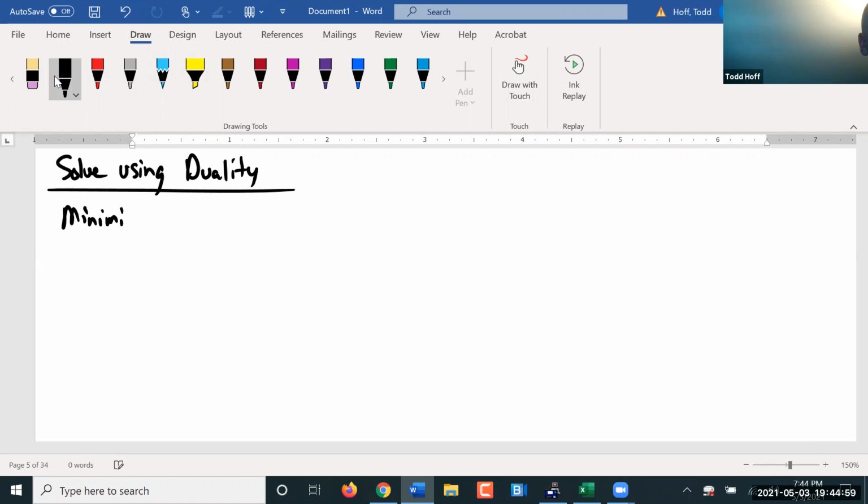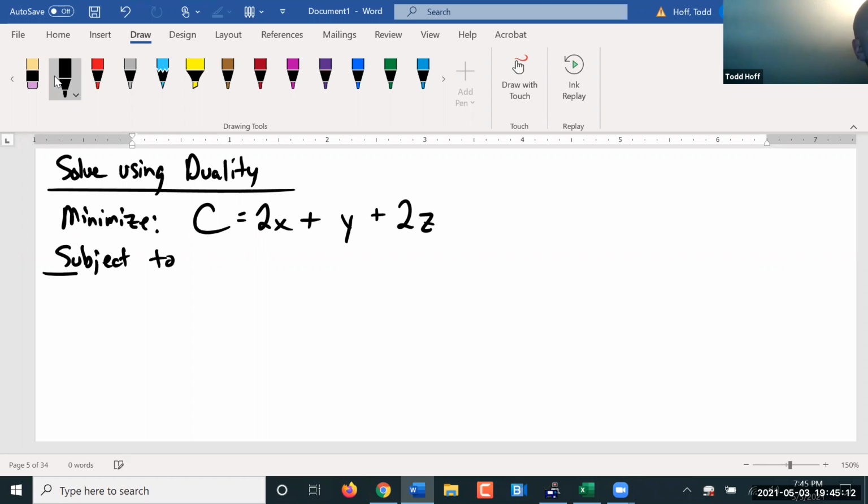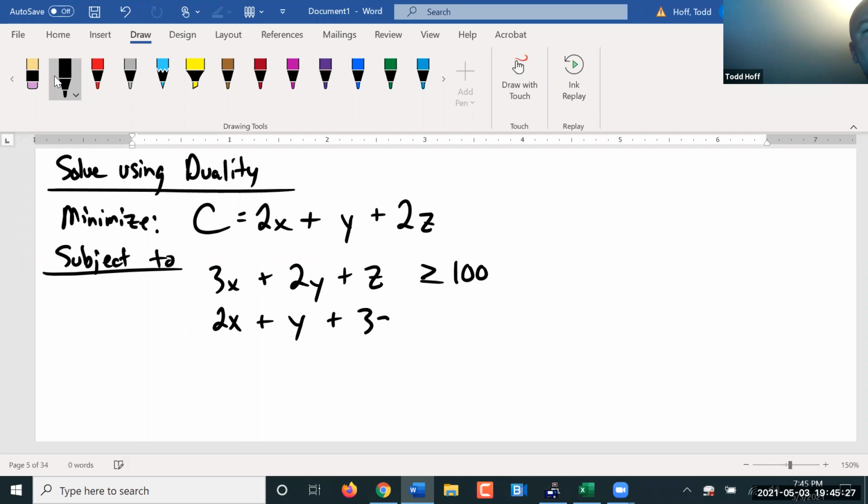Minimize cost equals 2x plus y plus 2z, subject to 3x plus 2y plus z greater than or equal to 100, and 2x plus y plus 3z greater than or equal to 200.